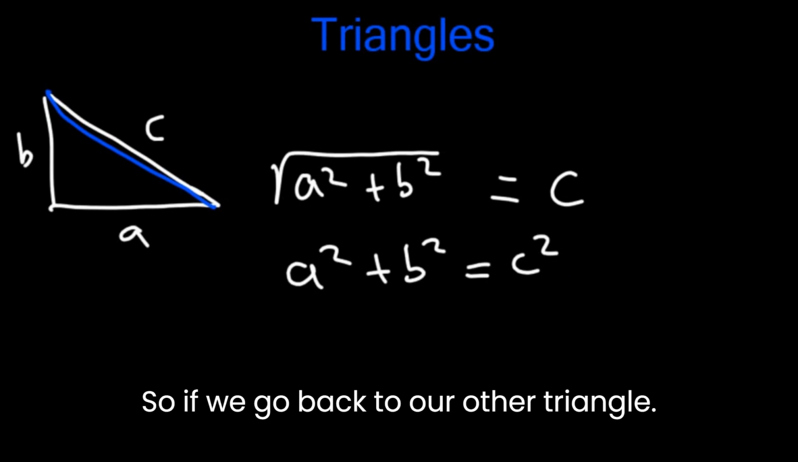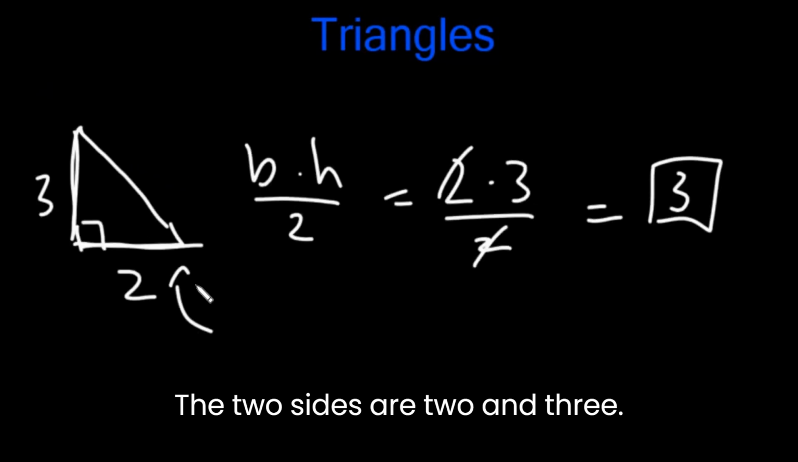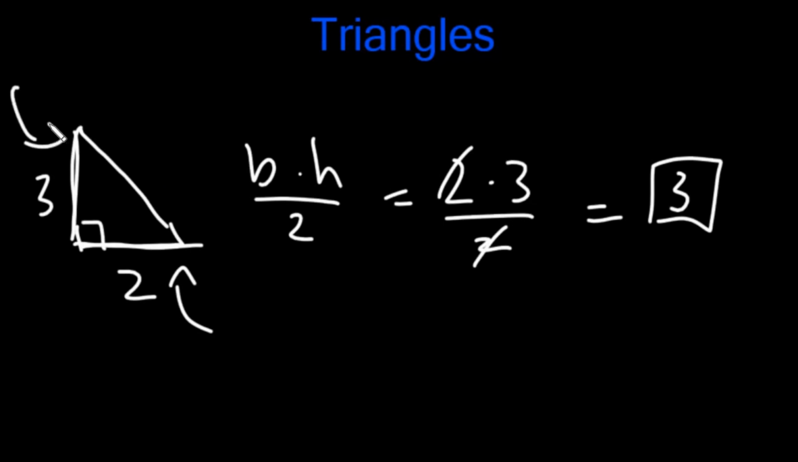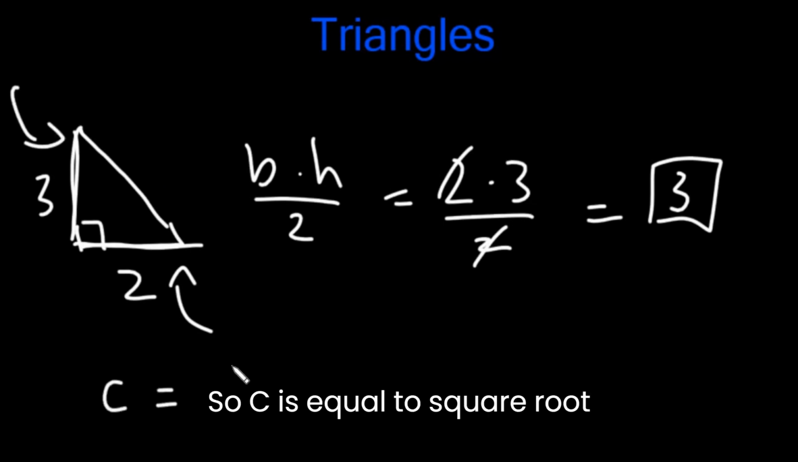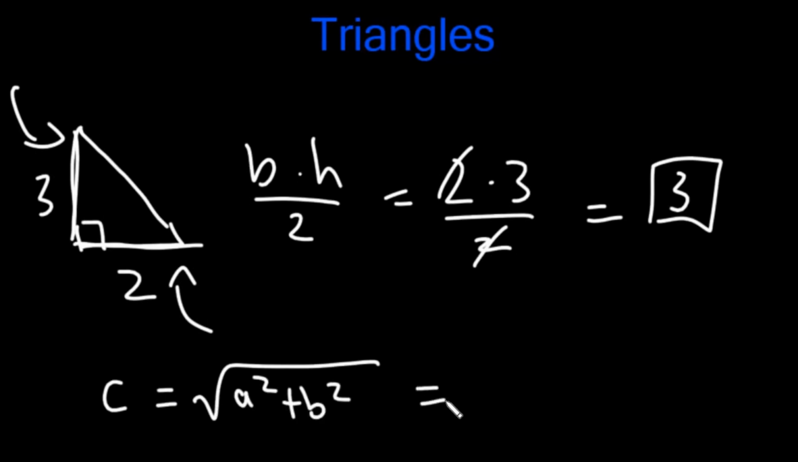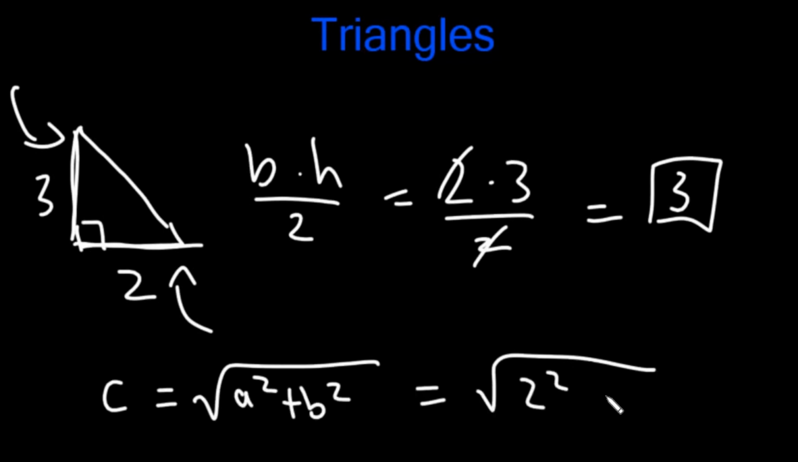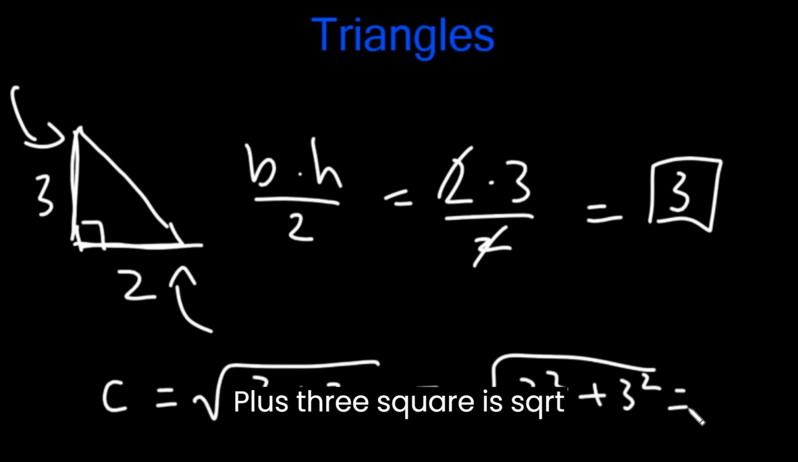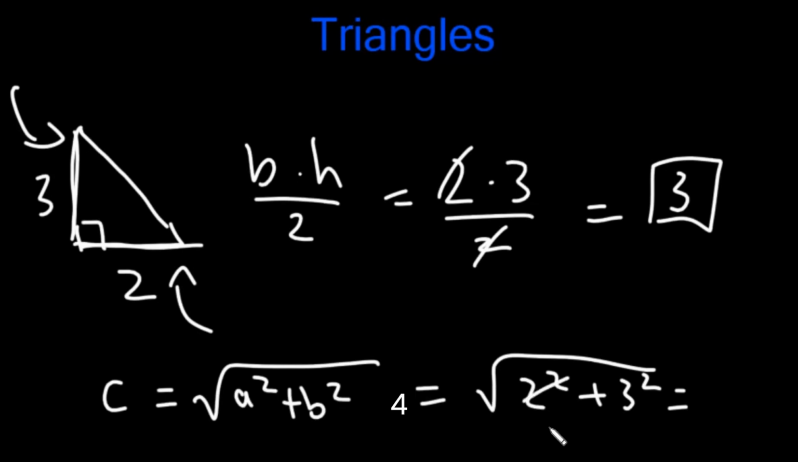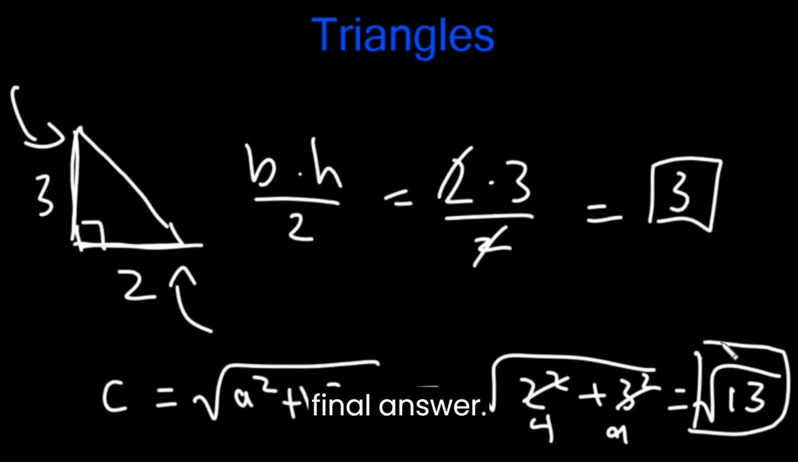So if we go back to our other triangle, the two sides are 2 and 3. So c is equal to the square root of a squared plus b squared. So this is equal to the square root of 2 squared plus 3 squared. This is the square root of 4 plus 9. So this is the square root of 13. So this is our final answer.